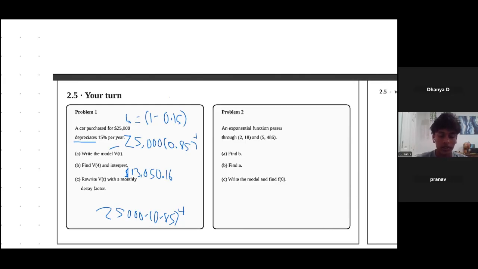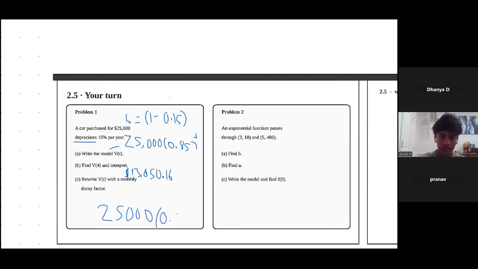Now, rewrite V of t with a monthly decay factor instead of yearly. Okay, monthly decay factor means there are 12 months in a year, right? So first of all, let's get what we know down. Our A value stays the same, it's not going to change. 25,000 times, and then our B value also stays the same. The only thing that's going to change is what it goes to the power of.